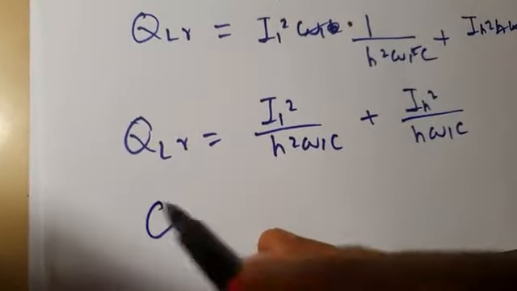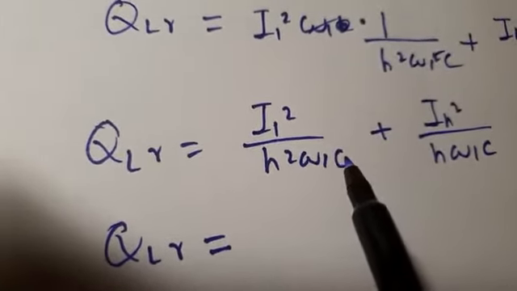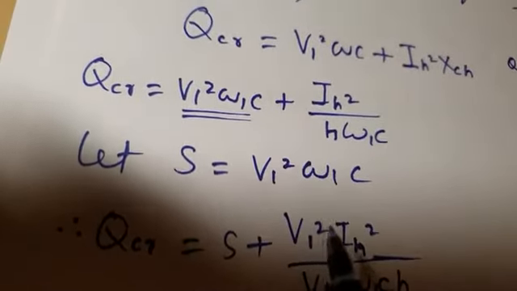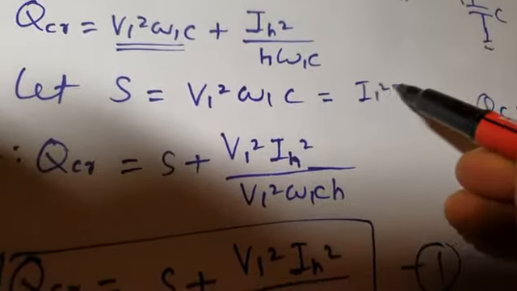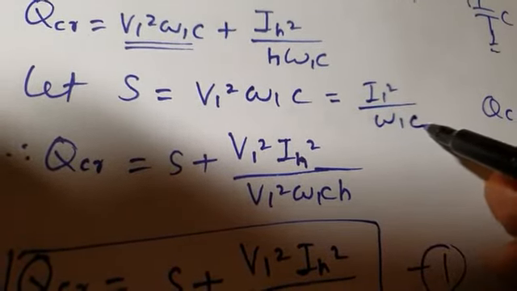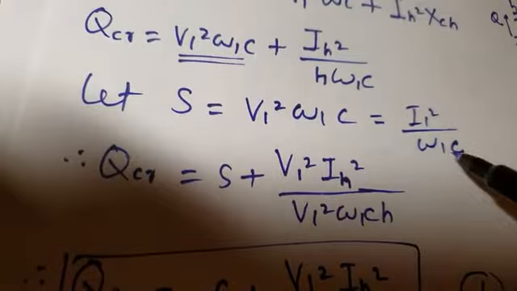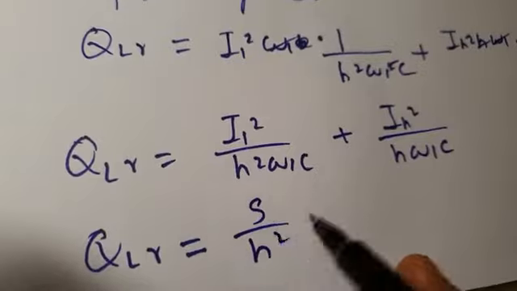Okay, so QLR is equal to, I can write it as I1 square by omega 1 C. Just a few moments back, this was S. S was V1 square omega 1 C, and this is also equal to I1 square by omega 1 C. In terms of voltage, it is V1 square omega 1 C. In terms of current, it is I1 square by omega 1 C. So in this equation, I1 square by omega 1 C is S. So it is S by h square, because h square is already there.